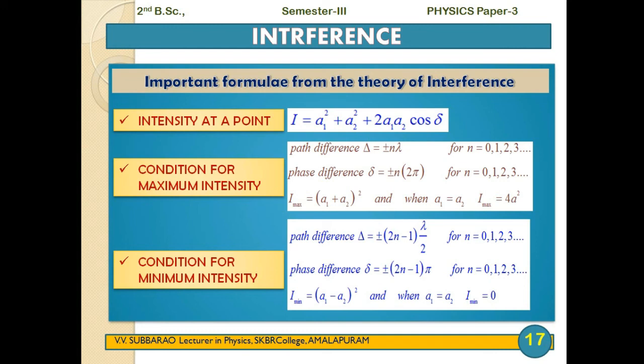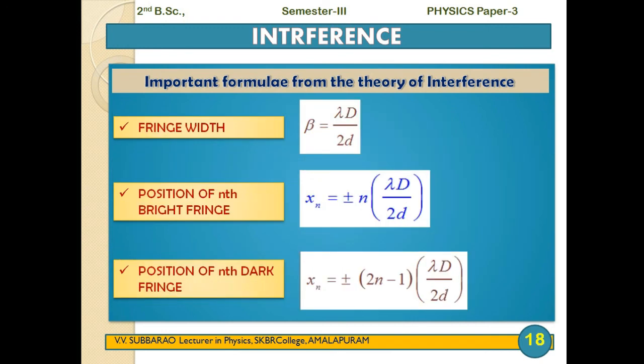The condition for minimum intensity is path difference equal to ±(2n − 1)λ/2 for n = 0, 1, 2, 3. Or otherwise, in terms of phase difference, δ is equal to ±(2n − 1)π for n = 0, 1, 2, 3, that is, n is an integer. In this case, the value of minimum intensity I minimum equals (A1 − A2)². When A1 equals A2, intensity will become 0.